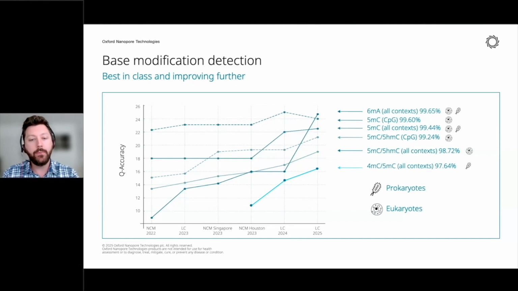And this chart here shows progress that we've made in that base modification calling accuracy over time across different contexts and modifications, both in prokaryotic and eukaryotic samples. This level of modification detection is really best in class and opens up new opportunities in epigenetic research, as well as applications such as messenger RNA vaccine QC, where those mods are quite important.